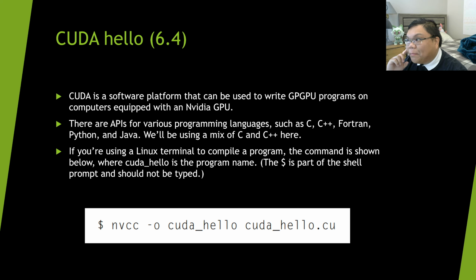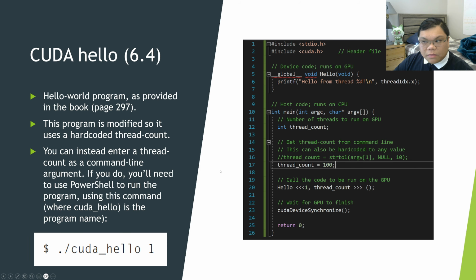What are we compiling anyway? Well, CUDA is a software platform that can be used to program GPUs on computers that are equipped with an NVIDIA GPU. There are APIs for various programming languages such as C, C++, Fortran, Python, and Java. What we're going to be using is a mix of C and C++. Oh yeah, if you want to run one of these programs, it's ./ and then the name of the program. If you have any command line arguments that are to follow, then just follow them with a space.